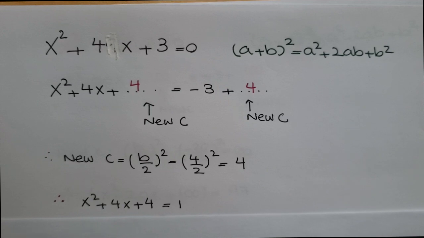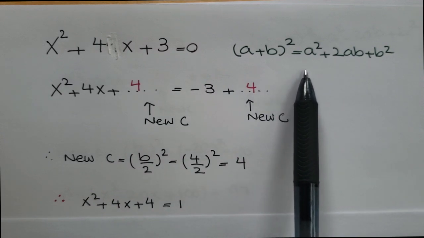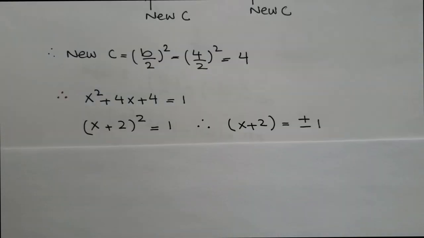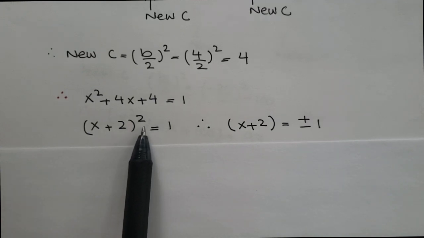the equation after simplification will change into x squared plus 4x plus 4 equals 1, which this side is a perfect square with this rule. Okay, and it will be x plus 2 to the power 2 equals 1.